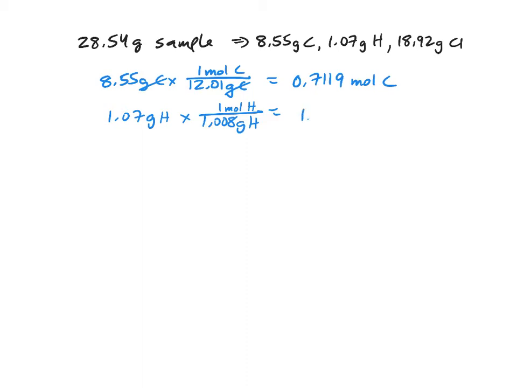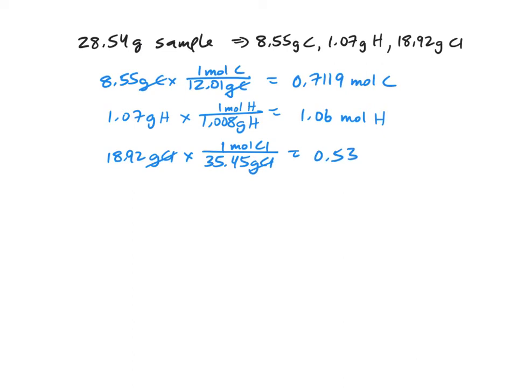And that gives us 1.06 moles of hydrogen, and then 18.92 grams of chlorine. Chlorine is 35.45 grams per mole. And that works out to be 0.5337 moles of Cl.